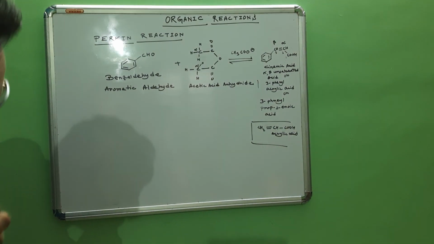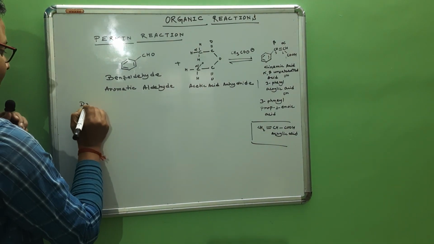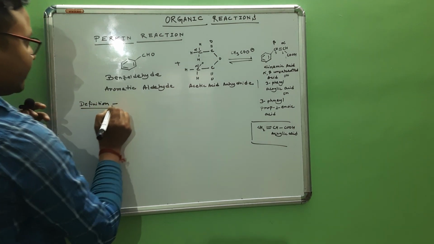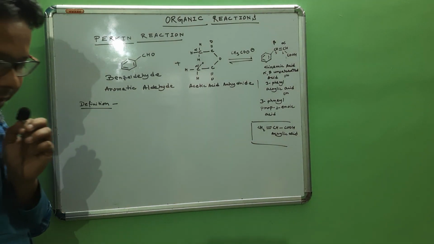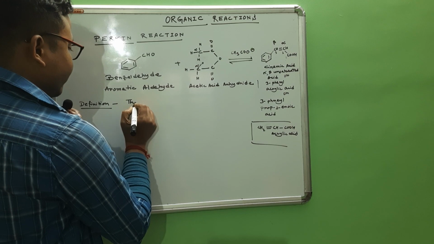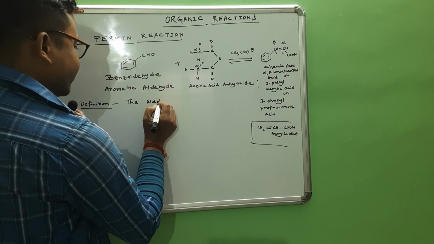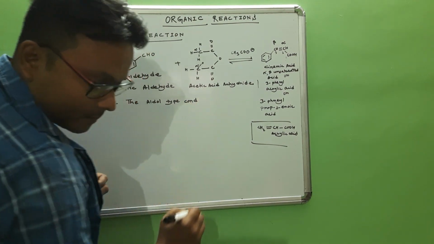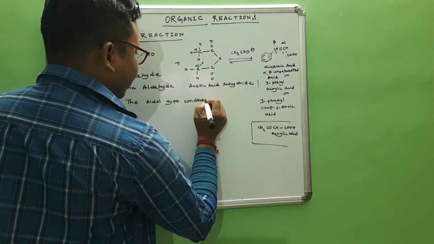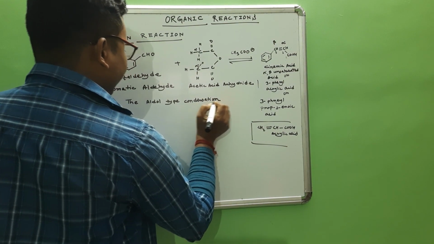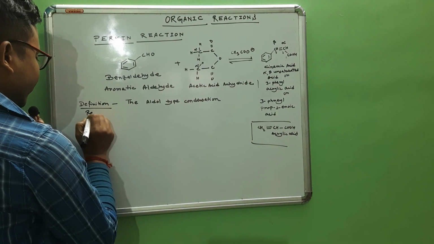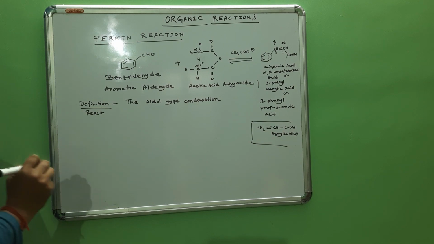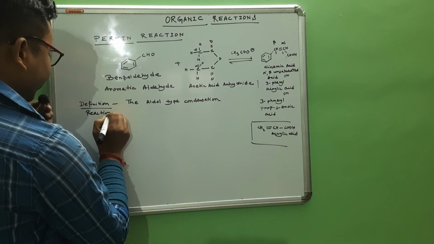Okay. So what will be the definition of the Perkin reaction? Write down the definition of the Perkin reaction. This is nothing but the aldol type condensation reaction. What type of condensation reaction is this? This is the aldol type condensation reaction.